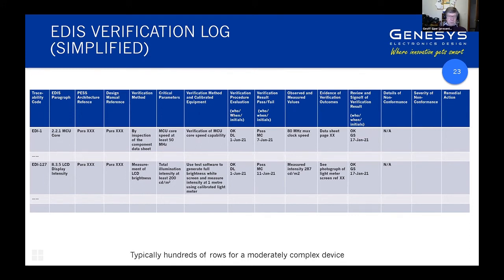And each design input may give rise to many rows in the spreadsheet. So LCD display intensity, pretty simple one, but if you have a voltage regulator and you have to verify performance of a voltage regulator, you've got a whole heap of parameters for that voltage regulator that you might need to cross-check. So you don't necessarily have one row per requirement.